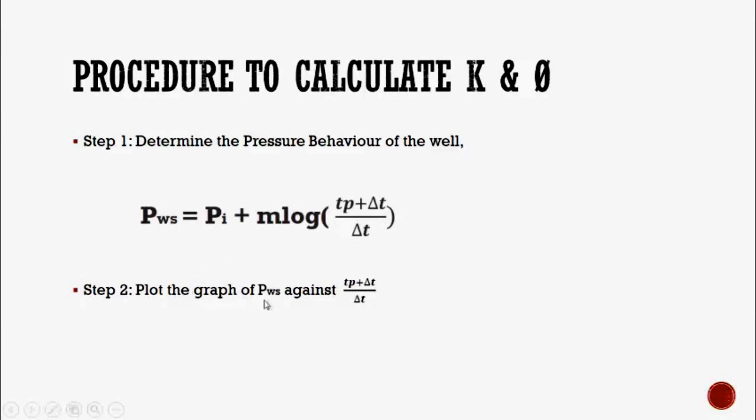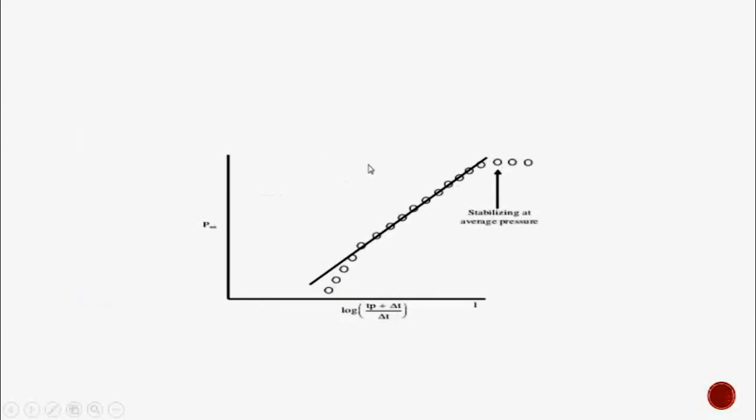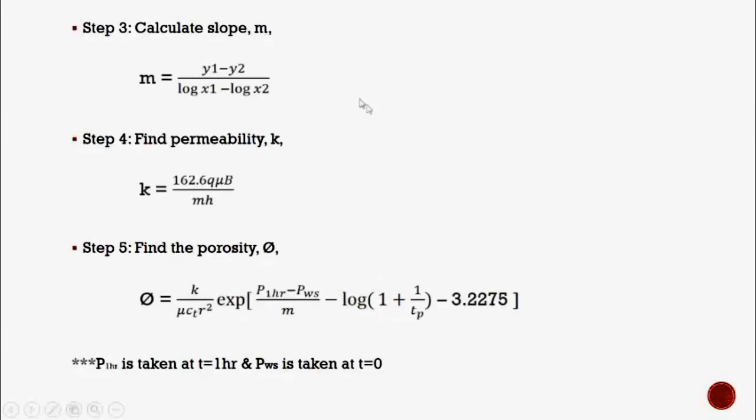Then, we have to plot the graph of PWS against this whole thing on a semi-log graph paper. Our graph should look like this. Next, we can calculate the slope m by taking some values from the graph and substituting them into this equation. After finding the value of the slope m, we can substitute it into this equation to find the permeability, whereby K is equal to 162.6 multiplied by flow rate, viscosity, and formation volume factor over the slope m and the thickness of the formation.